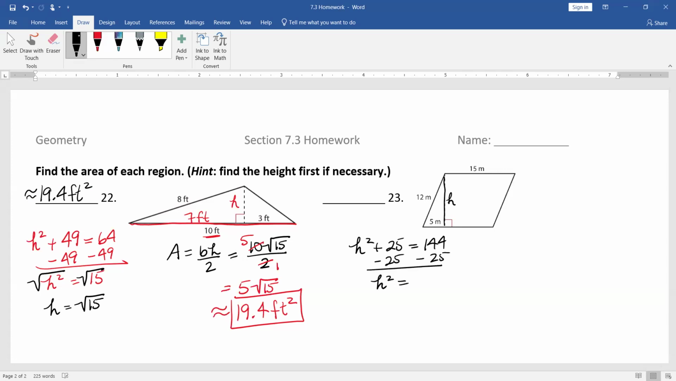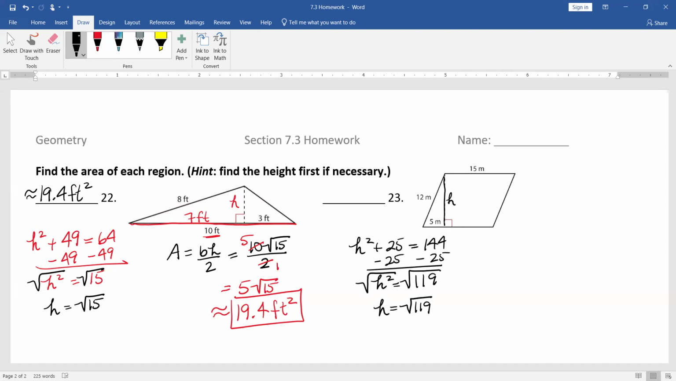And h squared equals, let's see, that's 119. 119 definitely doesn't have any perfect squares in it. It's most likely a prime number. So the height equals the square root of 119.